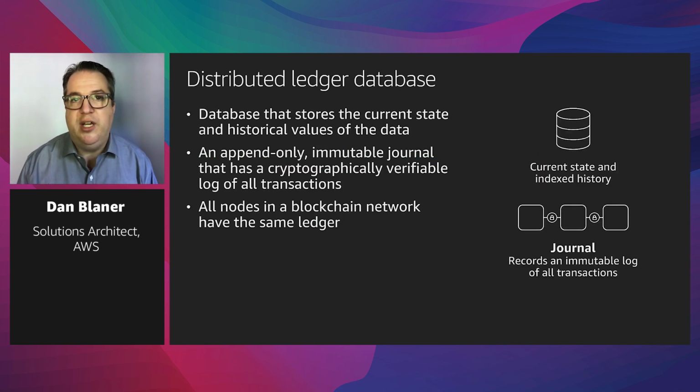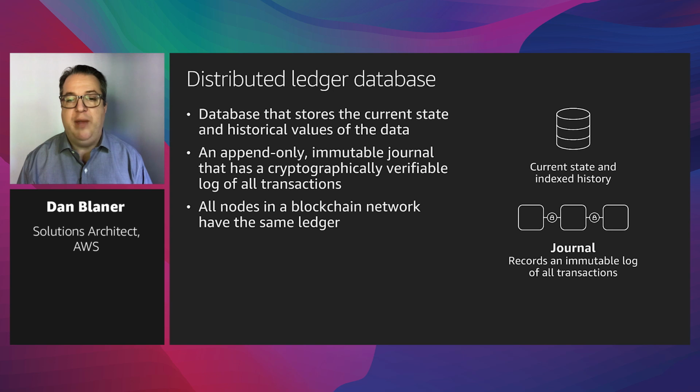Blockchain is based on a distributed ledger. This ledger is where the current state and historical values of the data are kept. The ledger is an append-only, immutable, and cryptographically verifiable log of all transactions in the network. The ledger is distributed to all nodes in the network. All members in the network have the same view of the data.